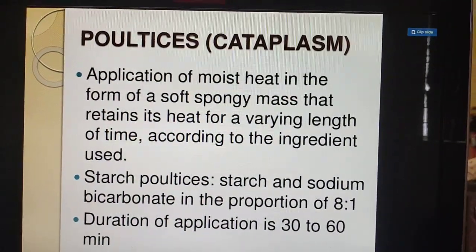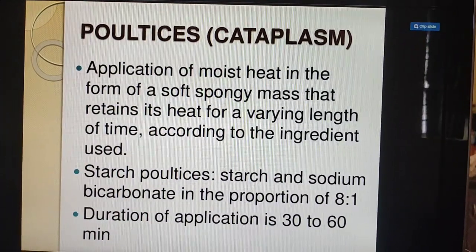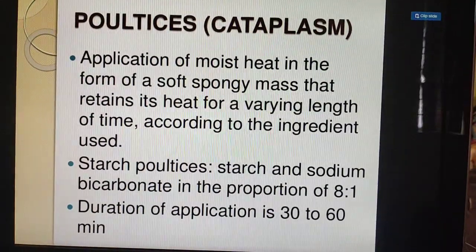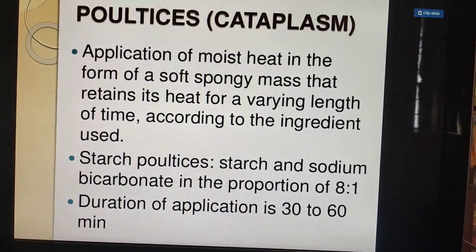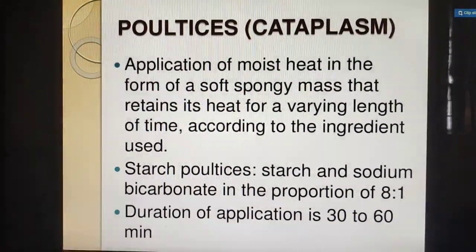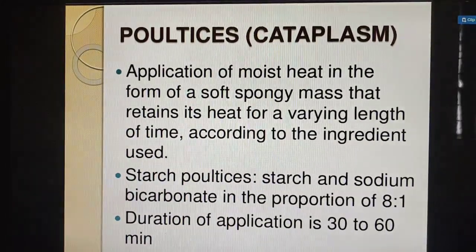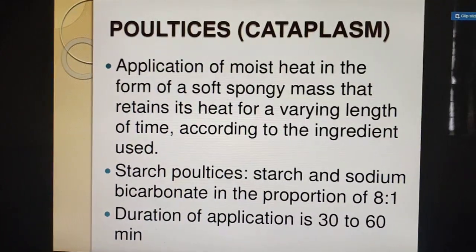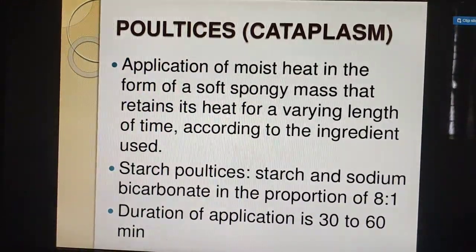Then, what do you mean by Poultice? Poultice is also called a cataplasm. It is the application of moist heat in the form of a soft spongy mass that retains its heat for varying lengths of time according to the ingredient used. Very simple. At home, the mothers, if you're telling them about any pain, will heat salt, keep it in a towel, and keep it around the abdomen or wherever we need, isn't it? So Poultice is very simple. Here we are applying heat using some ingredient.